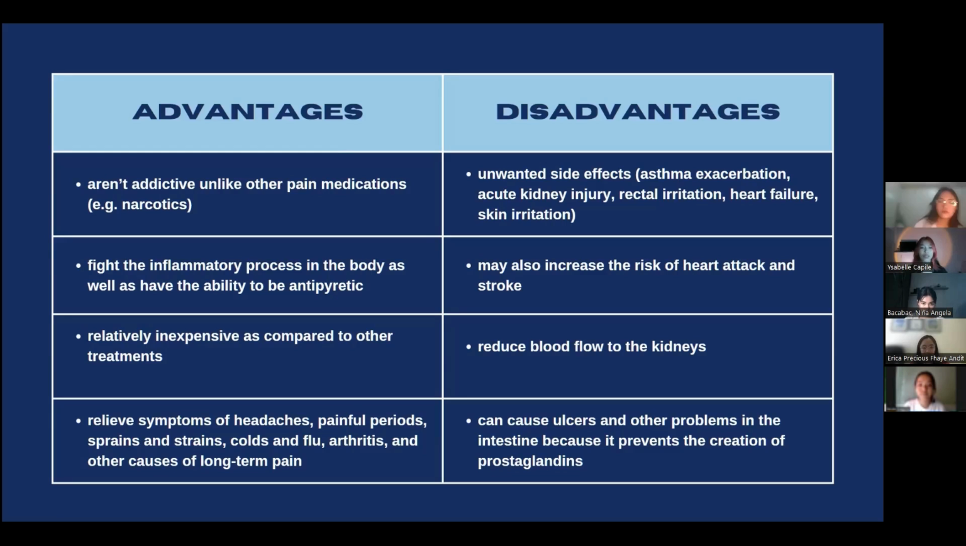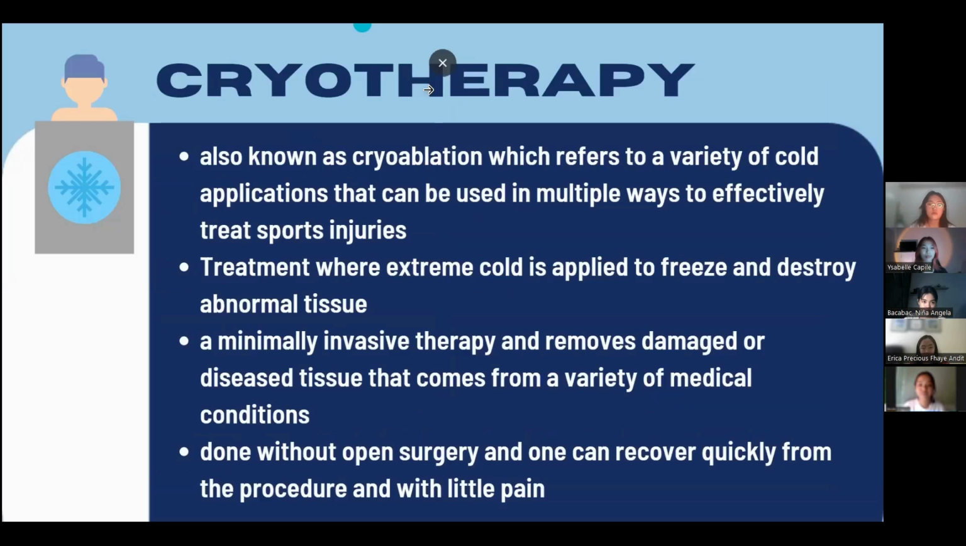Some disadvantages include having unwanted effects like asthma exacerbation, acute kidney injury, rectal irritation, heart failure, and skin irritation. It may also increase the risk of heart attack and stroke. It can cause ulcers and other problems in the intestine because it prevents the creation of prostaglandins and it reduces blood flow to the kidneys.